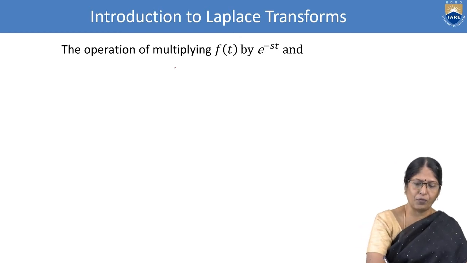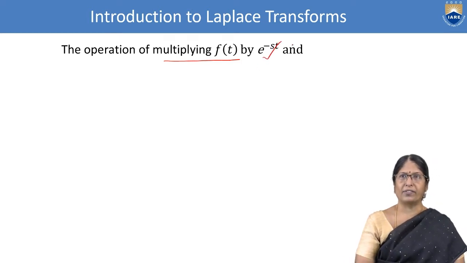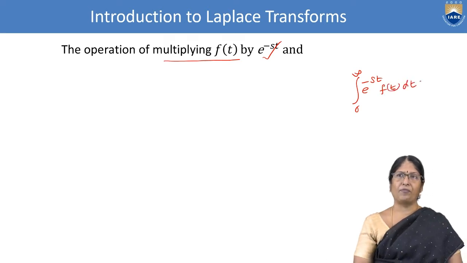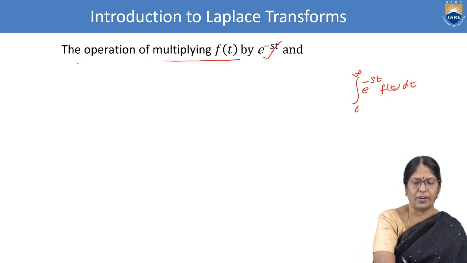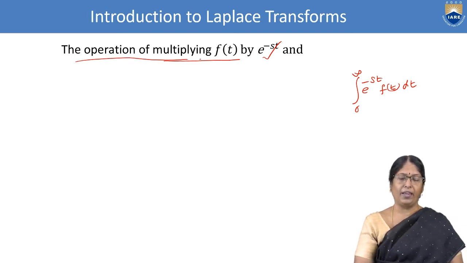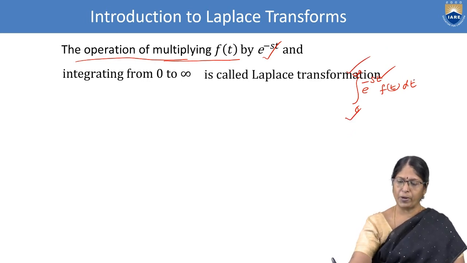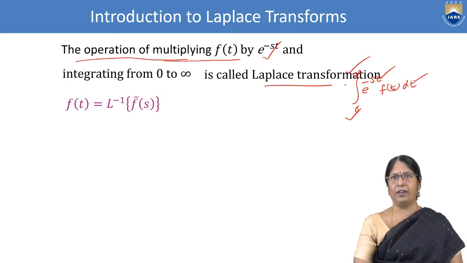Now, we know the definition of Laplace transform, e power minus st f of t dt. The operation of multiplying f of t by e power minus st and integrating from 0 to infinity with respect to t is called Laplace transformation.